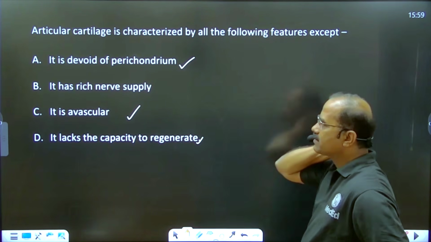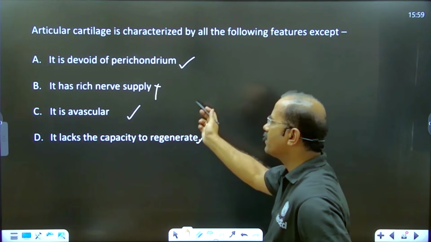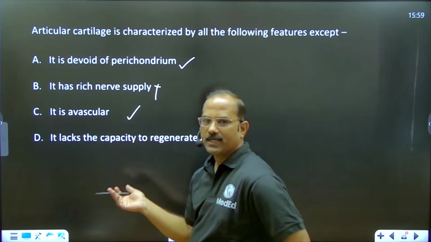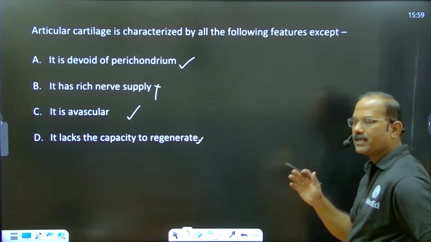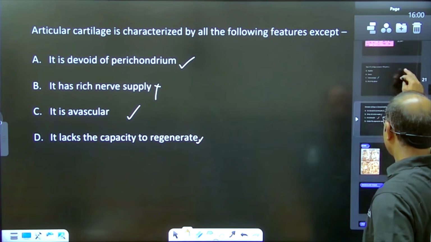What do you say? It has a rich nerve supply? No. It is avascular and non-nervous. It lacks the capacity to regenerate. Yes. Clear? So it is avascular and non-nervous. Clear to all of you?